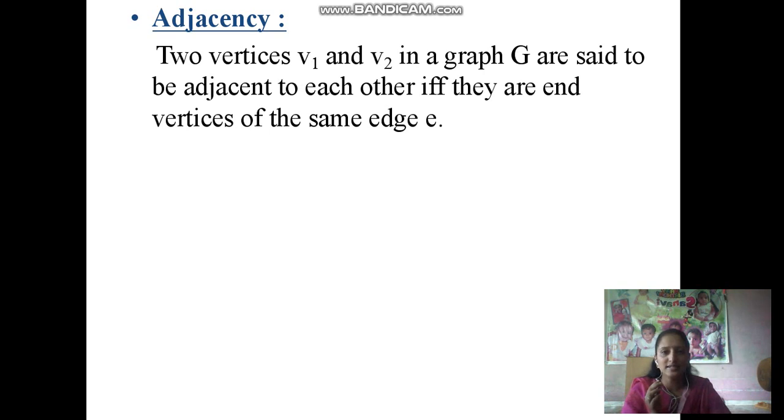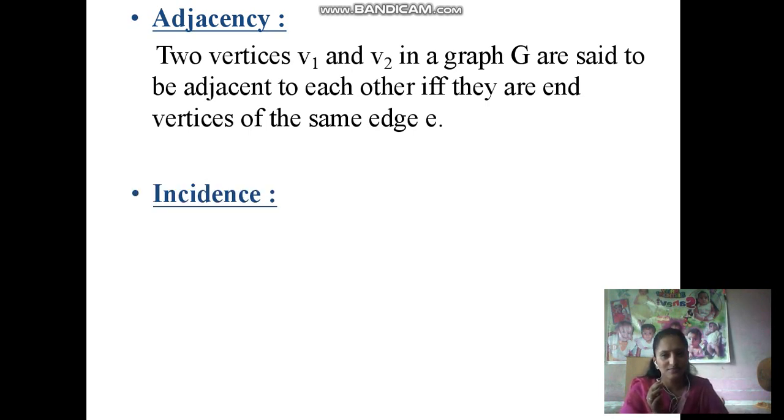Now, adjacency. What is adjacency? Adjacency means two vertices V1 and V2 of the graph G are said to be adjacent to each other if and only if they are end vertices of the same edge E. When they are end vertices of the edge E, they are called adjacent vertices.